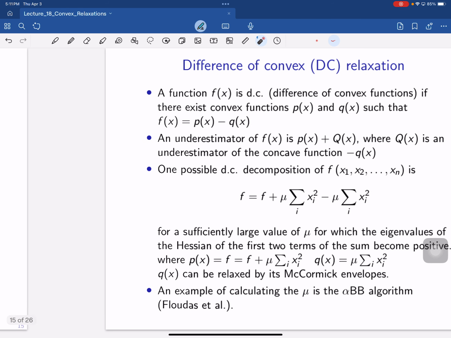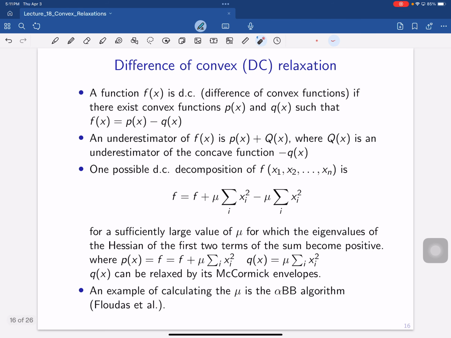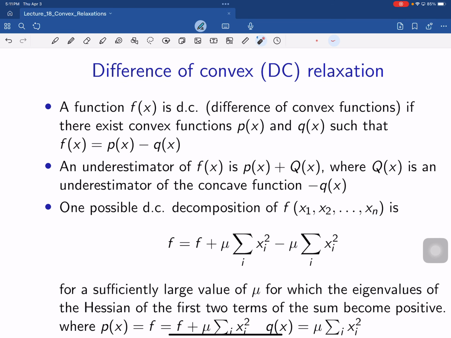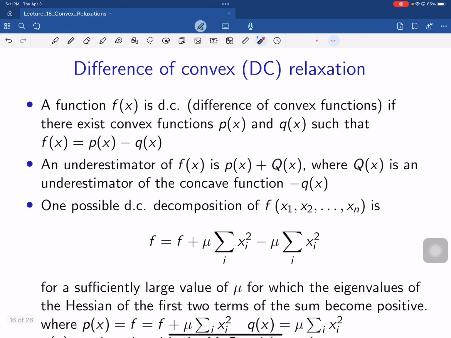Okay, any questions for this part? Okay, so now we will talk about another philosophy of deriving convex relaxations. This is called difference of convex relaxation. The idea is the following: if you have a function f of x, f of x may not be a convex function, but you may be able to represent a non-convex function as the difference of two convex functions.